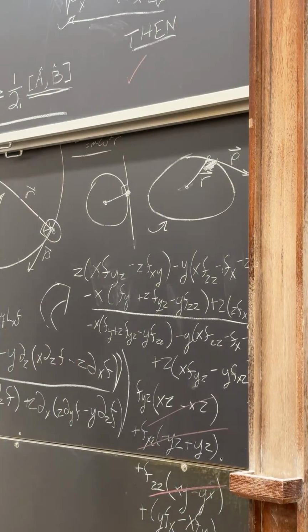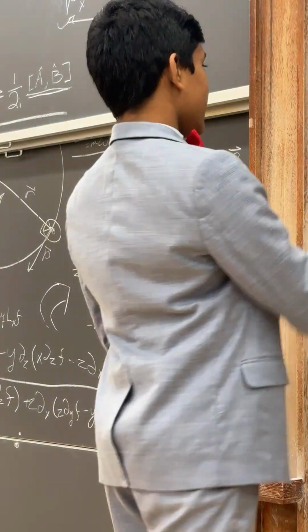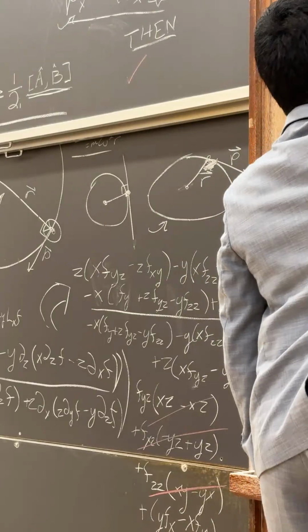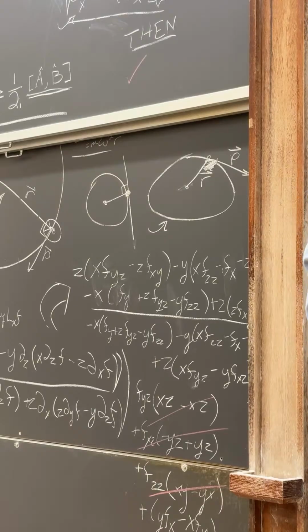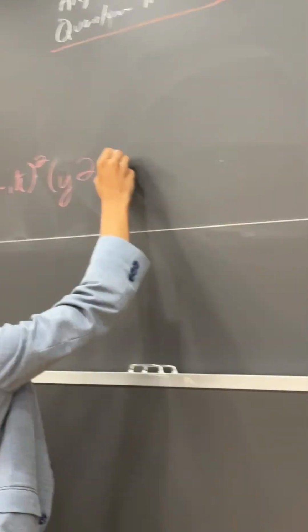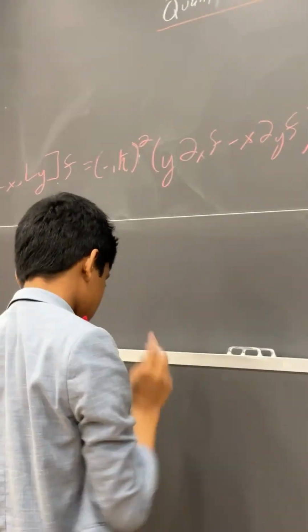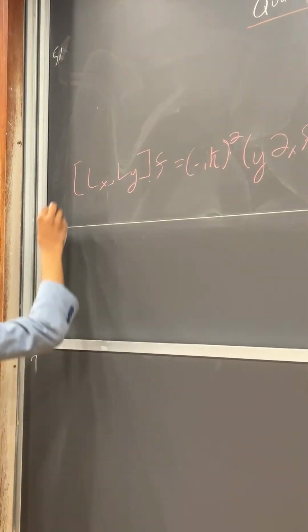So at the end of the day, the commutator of Lx, Ly times f is equal to minus iħ squared times... I know. I'm just trying to write an important result. y partial x f minus x partial y f. There we go.